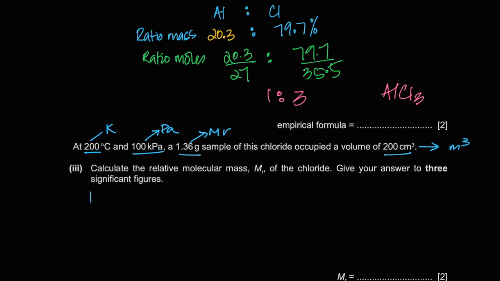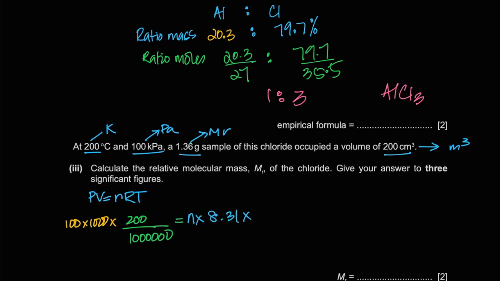So what you do is you plug it into PV equals nRT. Pressure is 100 kilopascals. Volume is 200 over 10 to the power of 6, that's 6 zeros, equals the number of moles, which is n, times 8.31, times the temperature, which is 200 plus 273, which is 473. So you solve for n here.